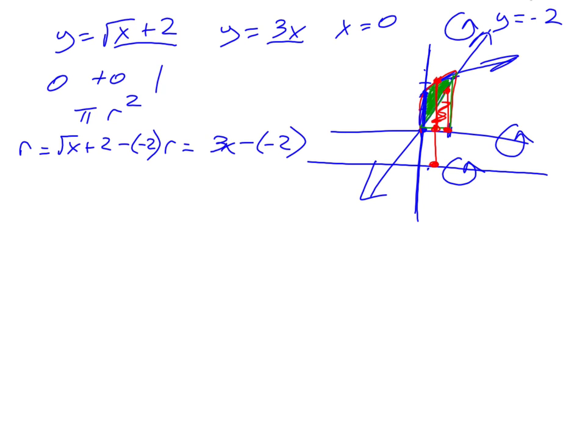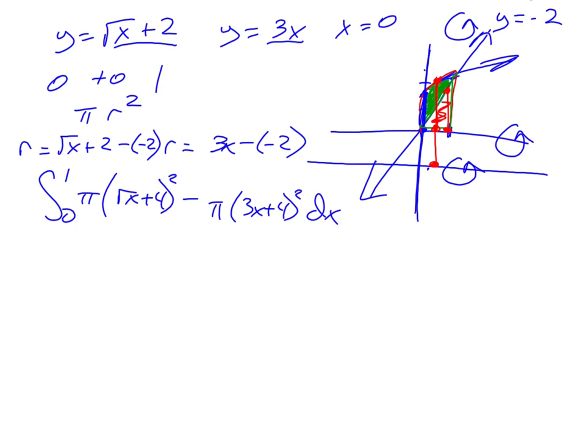And it's just a matter of plugging in and integrating. So we go from 0 to 1, pi. This ends up being square root of x plus 4 squared minus pi (3x plus 4) squared dx. Why is it plus 4? Plus 2, sorry. Pull the pi out, multiply, integrate, plug in.